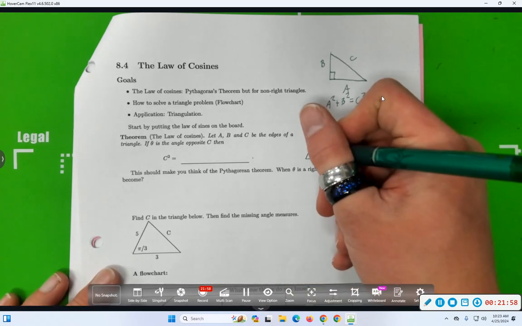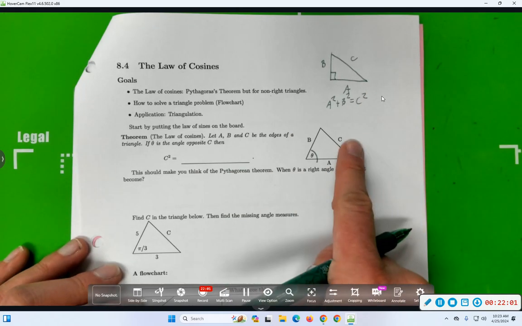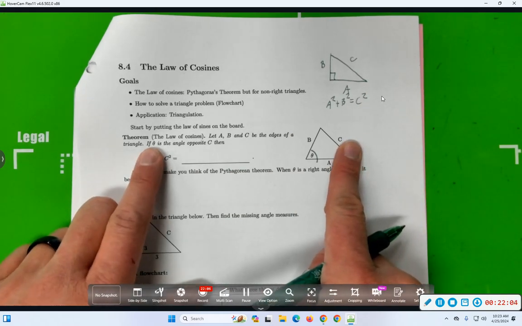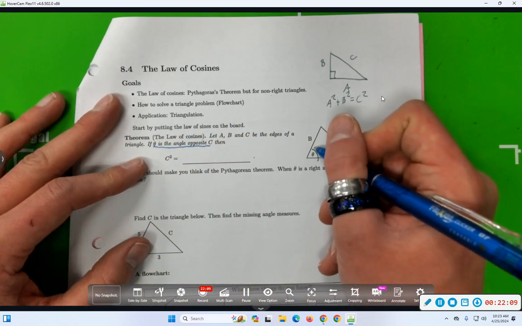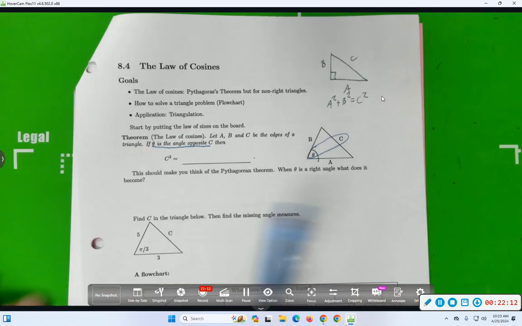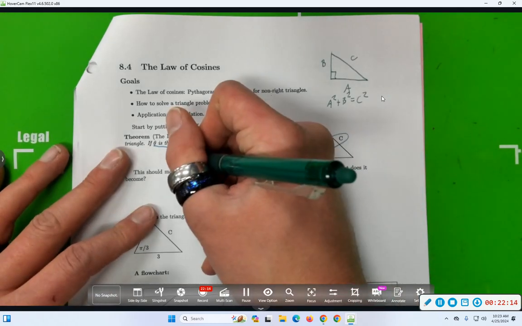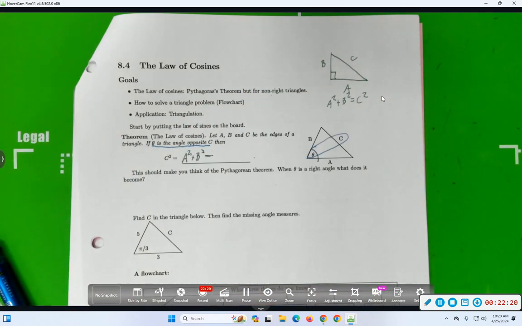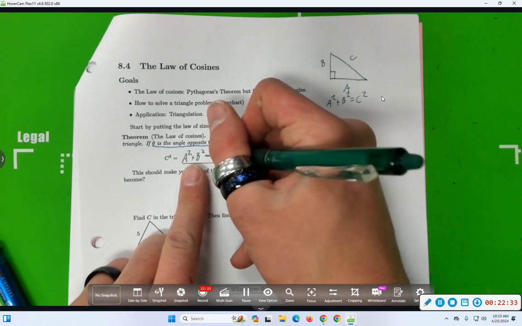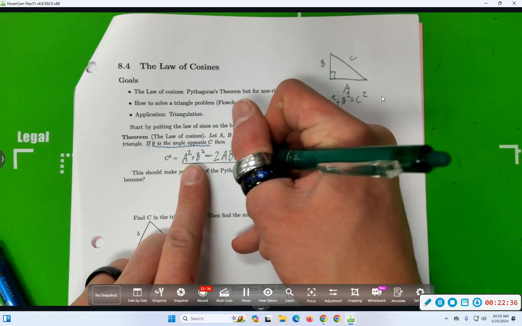So whenever you see a non-right triangle, let A, B, and C be edges of a triangle. If theta is the angle opposite C, so I'm going to underline this in blue, then C squared equals A squared plus B squared minus... and if I just stopped right there, that would be the Pythagorean theorem. The law of cosines tells you what the error term is in it: A squared plus B squared minus 2AB cosine theta.